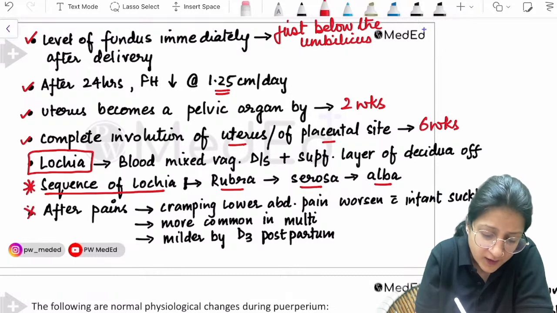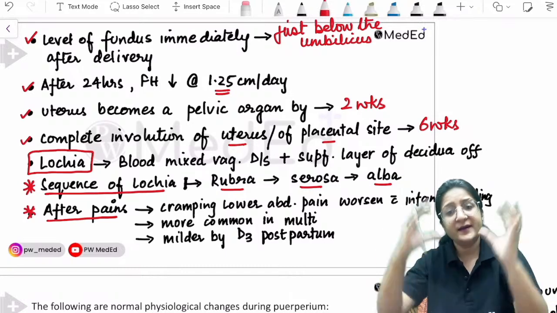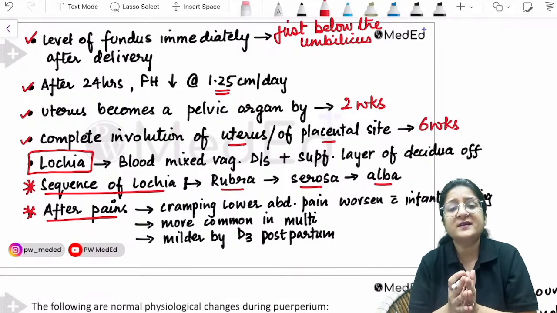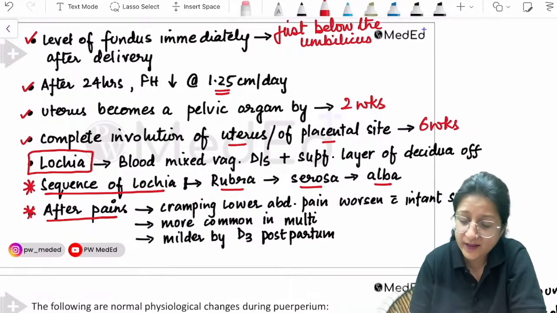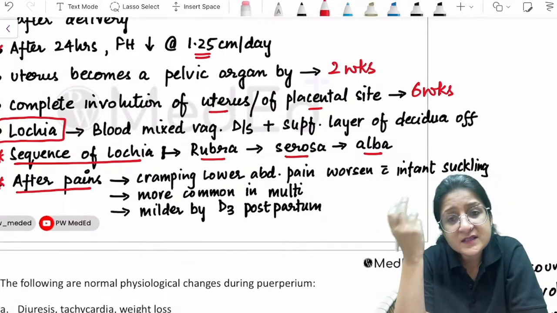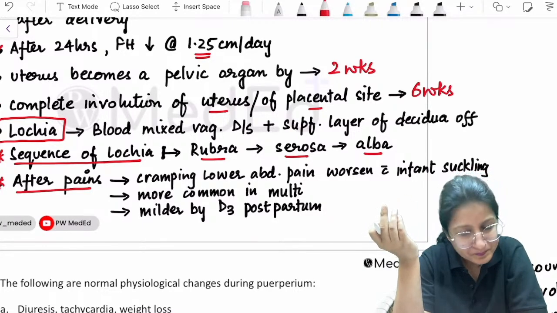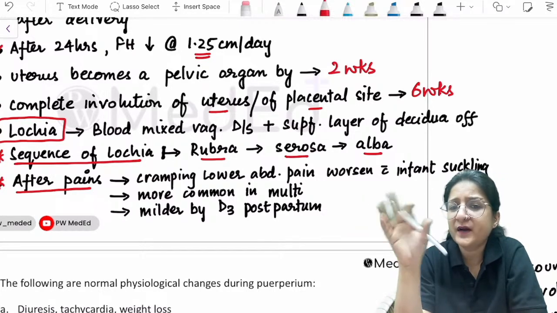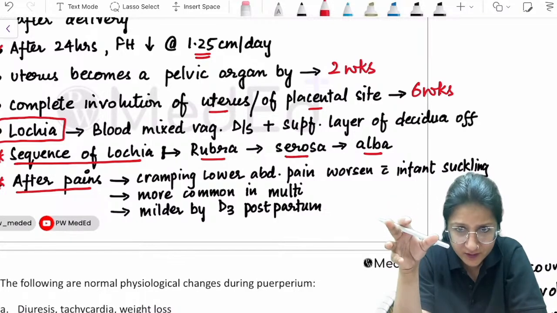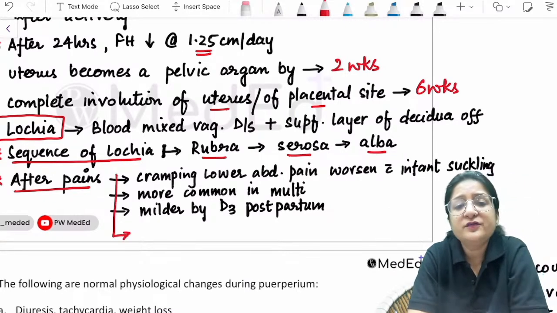And they have asked you a question on after pains. What are these after pains? I told you that the uterus has to shrink in size, and that happens with uterine contractions as well. So these are after pains that a woman complains of: cramping lower abdominal pain that happens because of uterine contractions, and they become worse with infant suckling. They are usually complained of by multiparous women more often, and they become milder by day 3 postpartum. So the woman just needs reassurance, and nothing really needs to be done for this. These are something very physiological. And the question they had asked you was, what is responsible for these after pains?